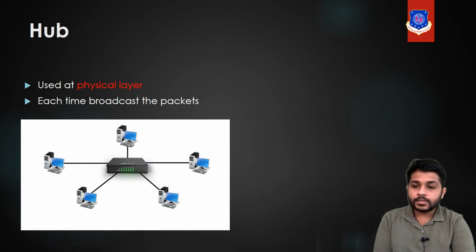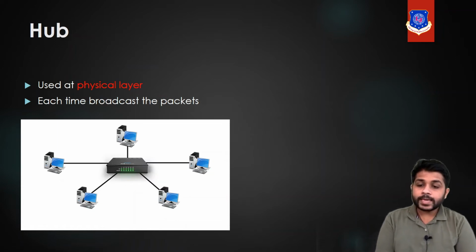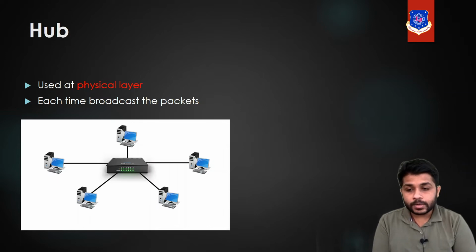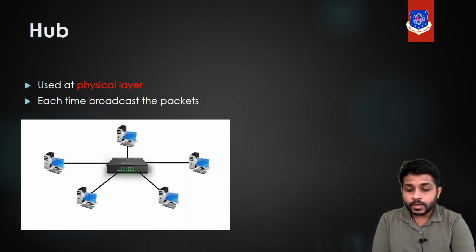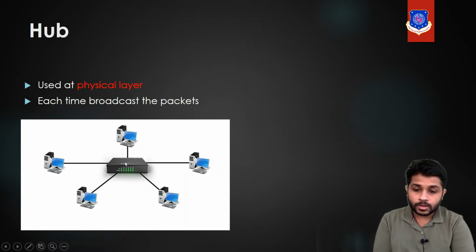Now let's see the second device, that is the hub. Using the hub, we can create a local area network, and the hub operates at the physical layer. You can see in this figure that we have connected these 5 devices using a hub.